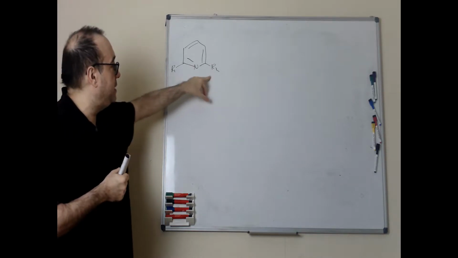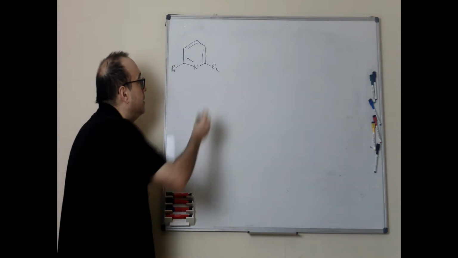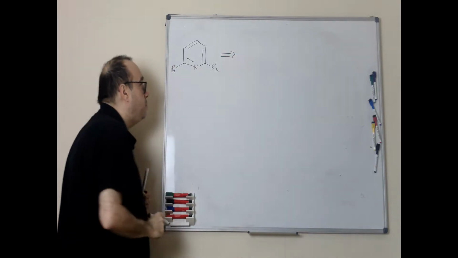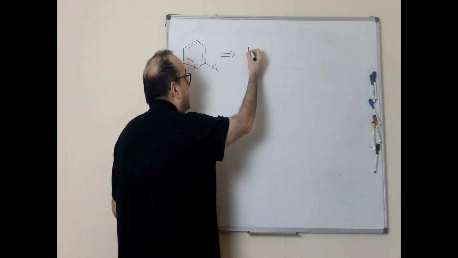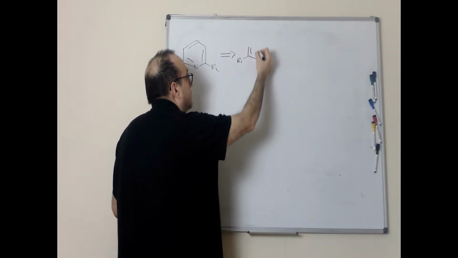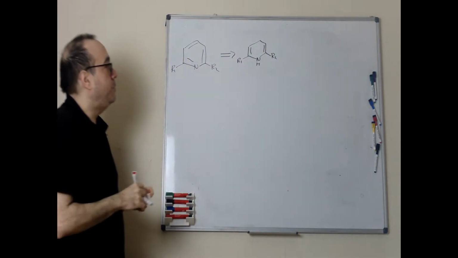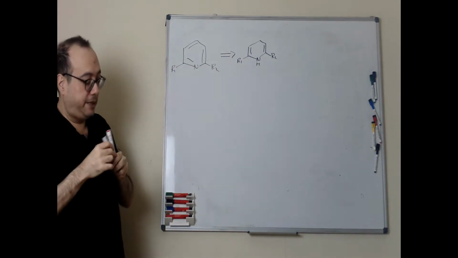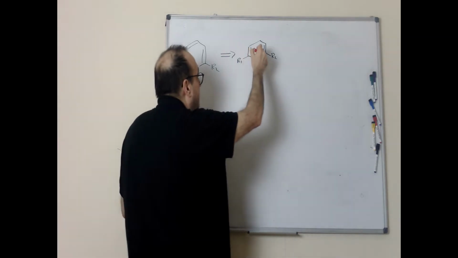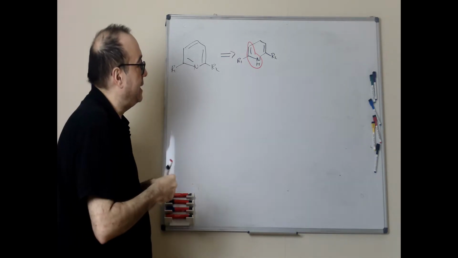This is a pyridine. We have two substituents in positions 2 and 6. The first retrosynthesis is basically that we reduce this pyridine to a dihydropyridine. We remove one of the double bonds and we generate this compound that is not aromatic. But now, if you check here, this is nothing more than an enamine.